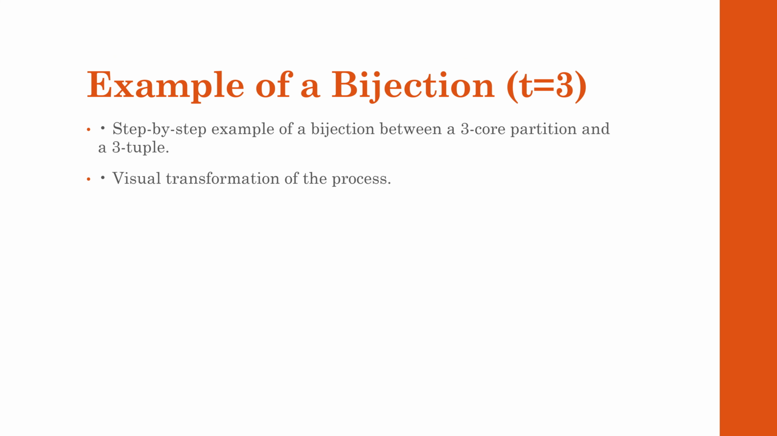Examples of the bijection, t equals 3. Step by step example of a bijection between a three-core partition and the T-tuples. Visual transformation of the process.